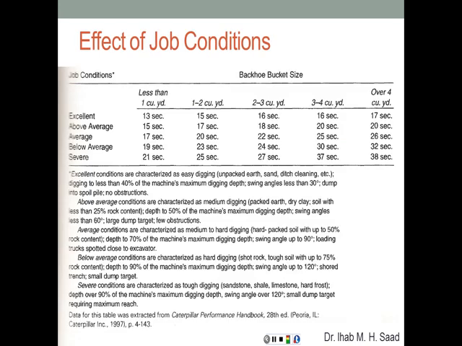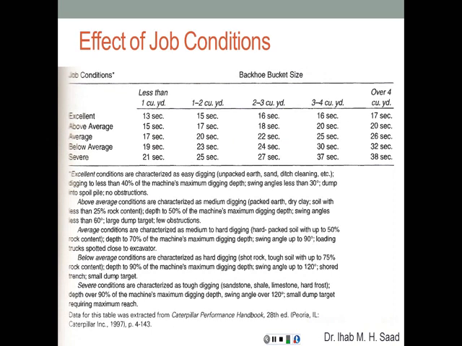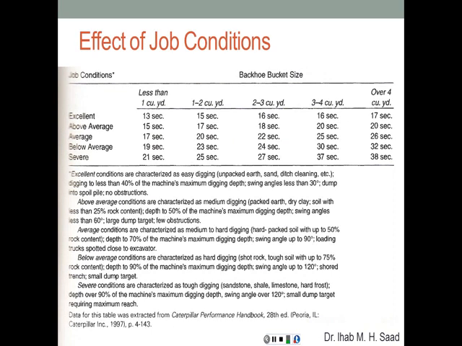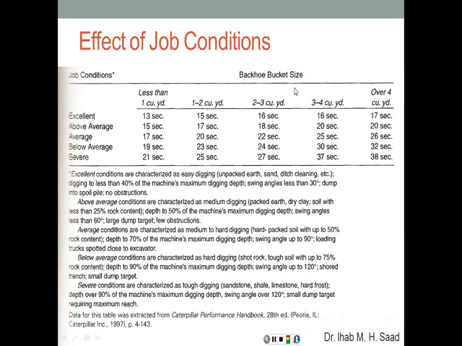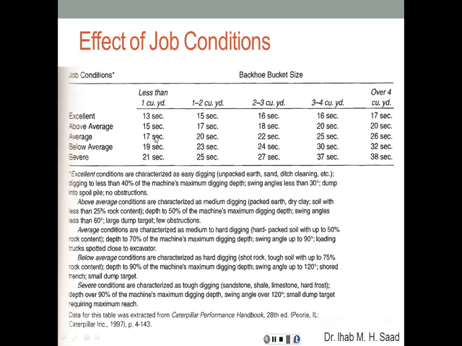So the effect of job conditions. Now this is something that you as a project manager can control on site to improve the production rate of that equipment. So we have different job conditions varying from excellent to severe, which is extremely poor. Depending on the backhoe bucket size, we can estimate the cycle time.